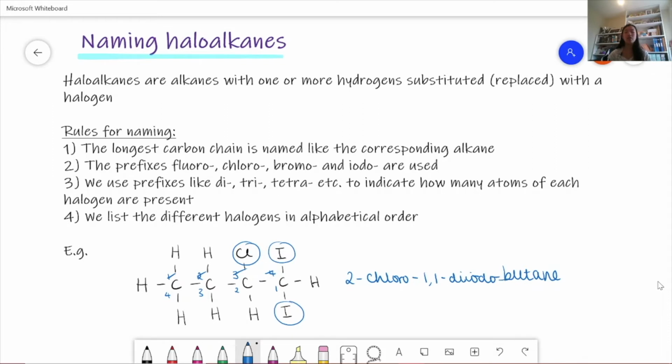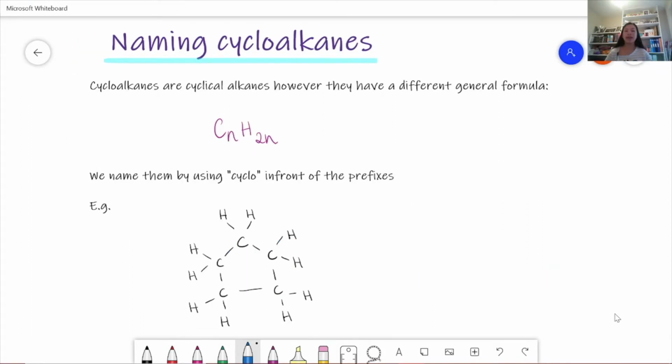And these two words are attached. So the whole name is 2-chloro-1,1-diiodobutane. And now we're going to look at naming cycloalkanes. Cycloalkanes are cyclical alkanes, meaning they're just bonded in a circular way.